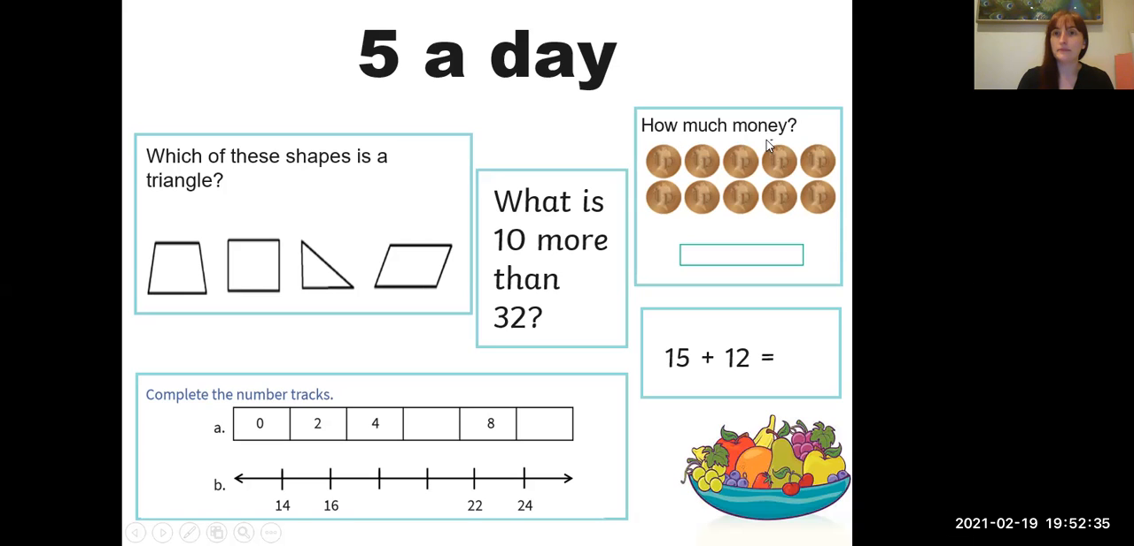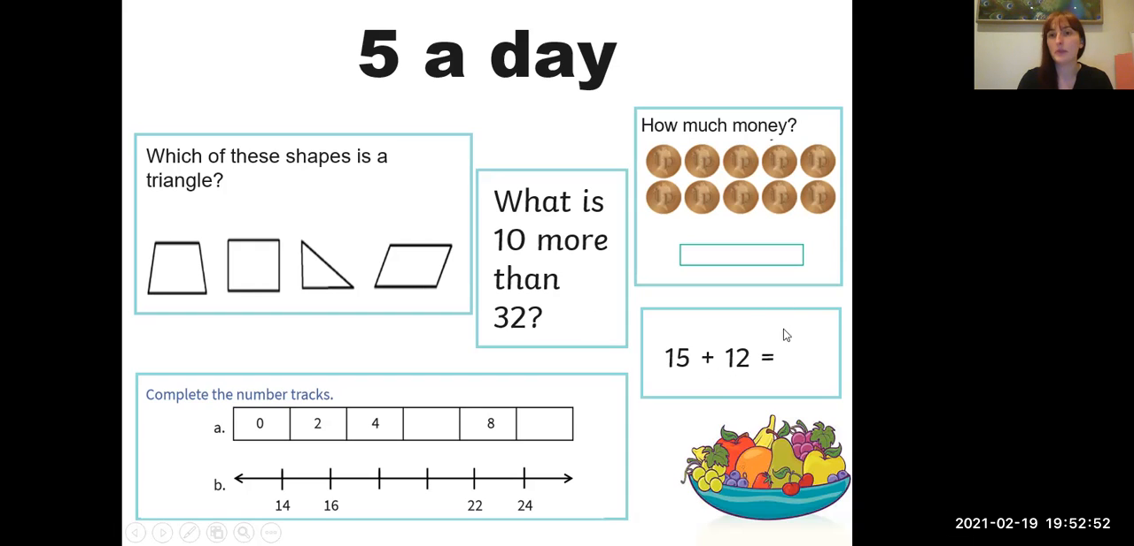How much money? This time I have pennies. So let's just count in ones. 1, 2, 3, 4, 5, 6, 7, 8, 9, 10. We have 10 pence. Don't forget those units.